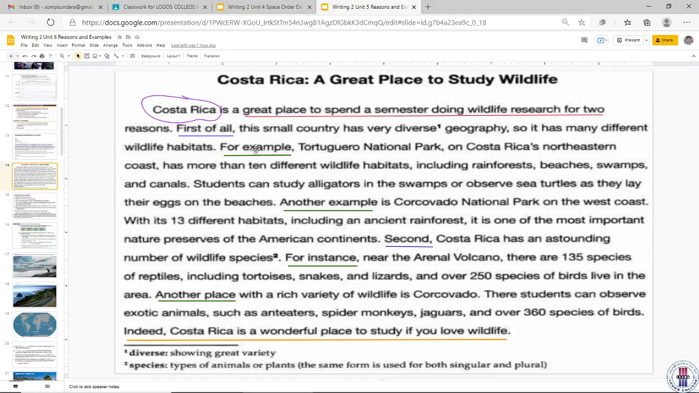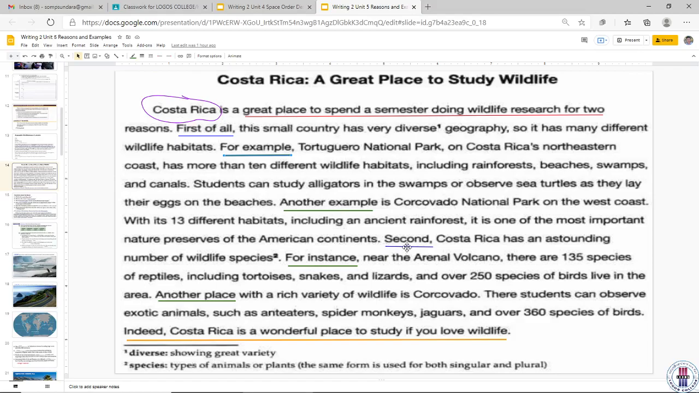It's not good enough to just give a reason. You've got to support it. What is your specific evidence, your example? For example, Tortuguero National Park on Costa Rica's northeastern coast has more than 10 different wildlife habitats, including rainforests, beaches, swamps, and canals. Students can study alligators in the swamps or observe sea turtles as they lay their eggs on the beach. Another example, and then they describe some more. So they gave 2 specific examples to support their first reason.